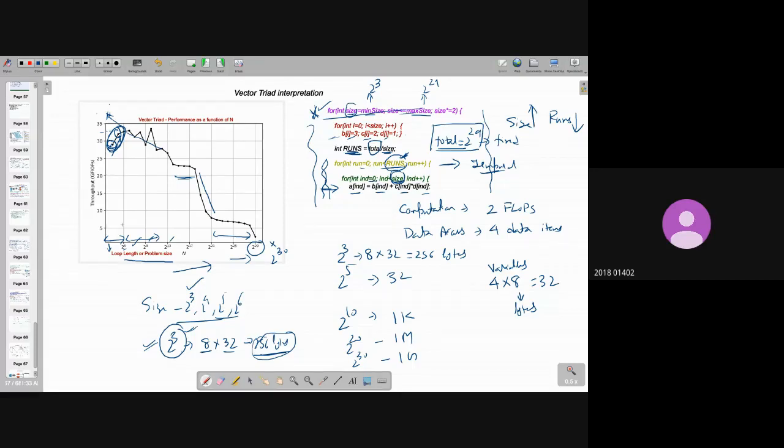Sir, the amount of data increases when we go from 2 to the power 3 to 2 to the power 5. So the data throughput increases.